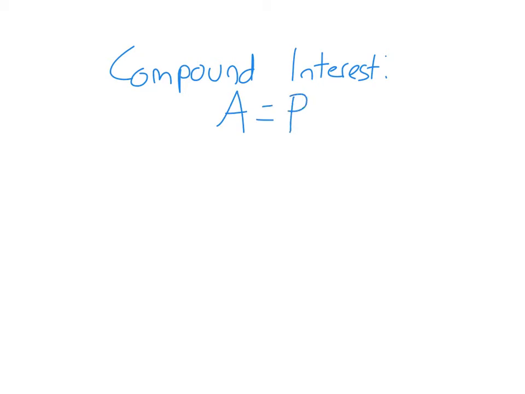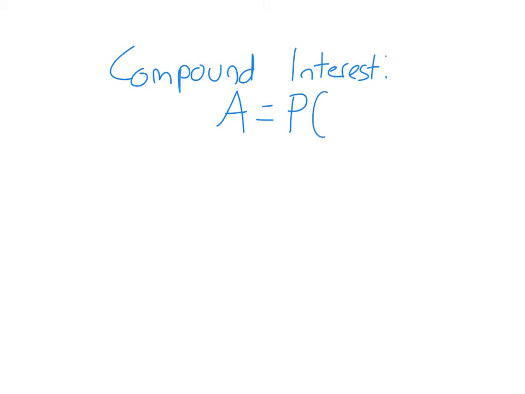So for compound interest, we have its own formula, but it is one of the general formulas for exponential growth anyway. So the amount you have is how much you started with. We call that P for principal. That's what we called it in simple interest last year as well.